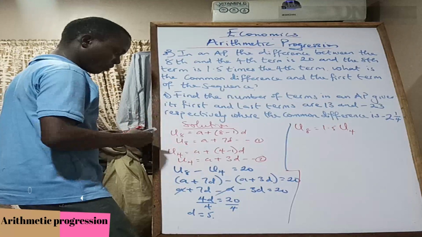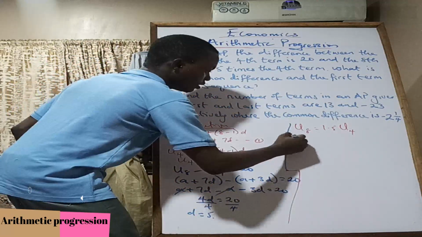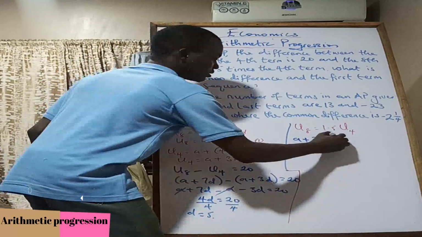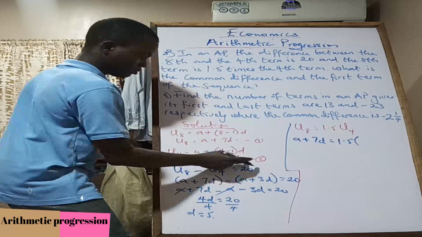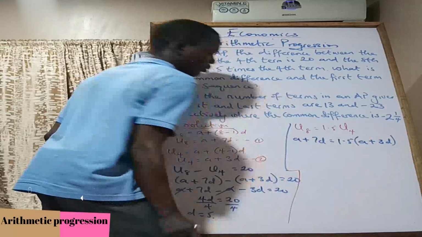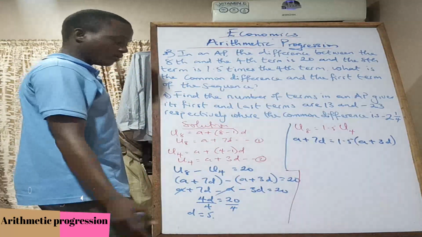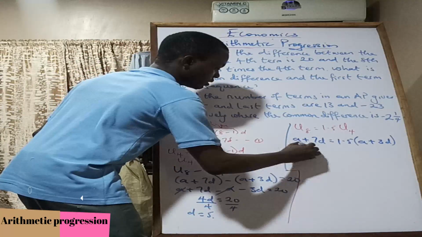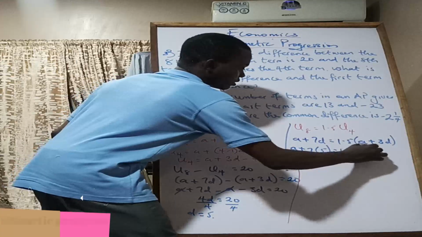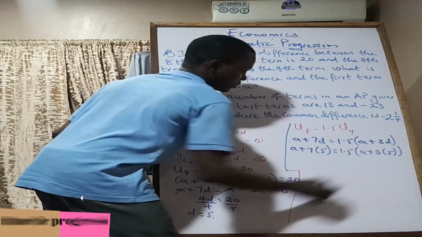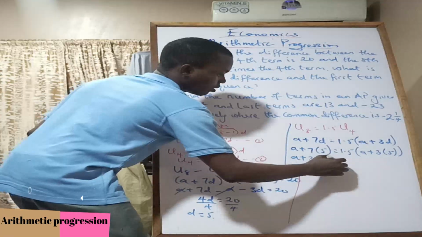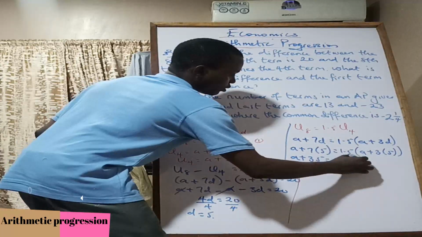So it says the eighth term, U8, is 1.5 times whatever the fourth term is. Coming back again, our eighth term is A plus 7D. So A plus 7D is 1.5 times A plus 3D. But then we already know D is 5. So A plus 7 into bracket 5 equals 1.5 into bracket A plus 3 into bracket 5. So A plus 35 equals 1.5 into bracket A plus 15.